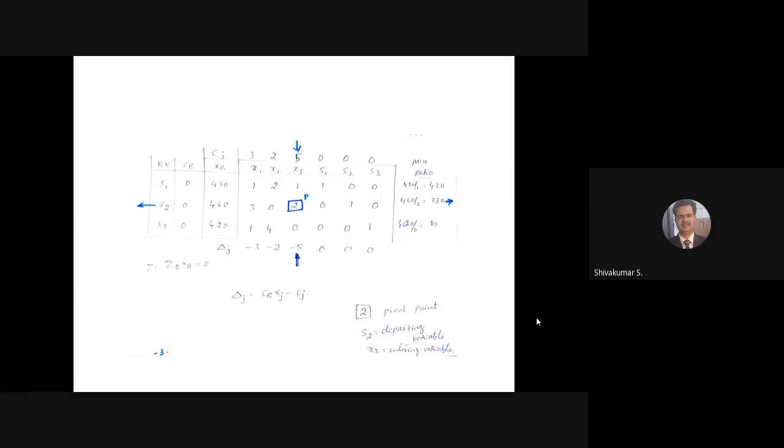I told you to make one extra column, the right side column. You write the minimum ratio column, for the column you left previously. Write minimum ratio.